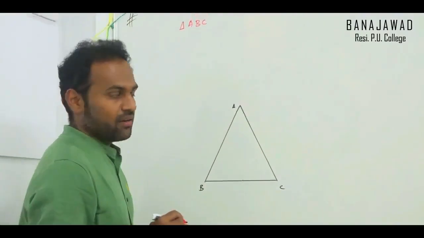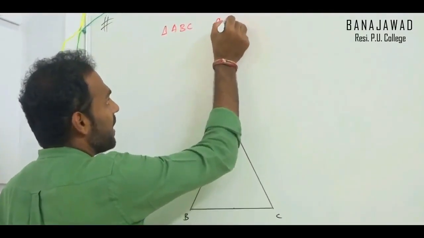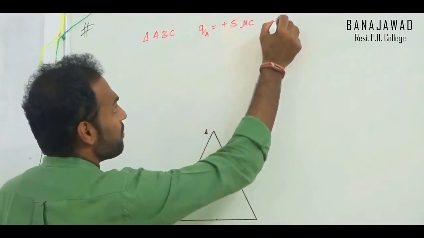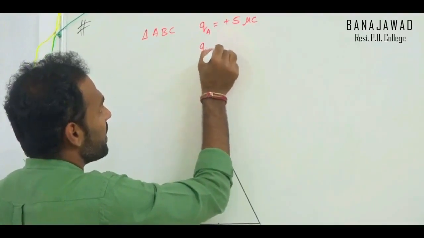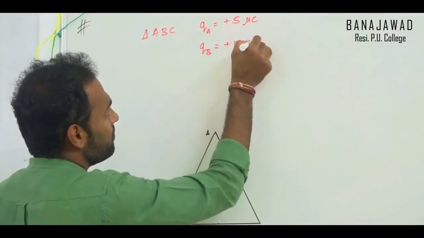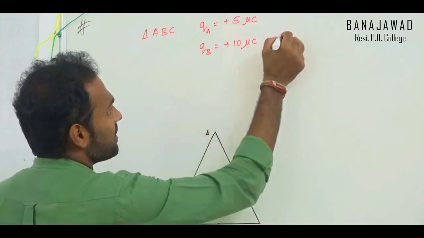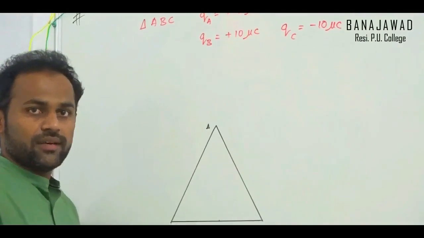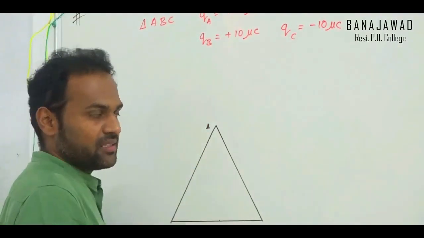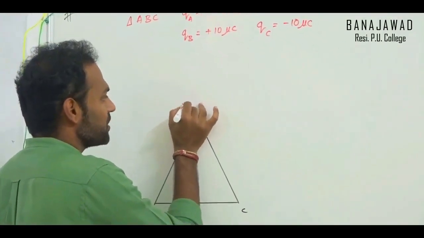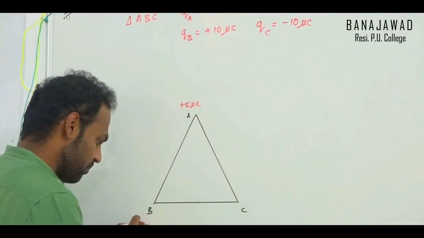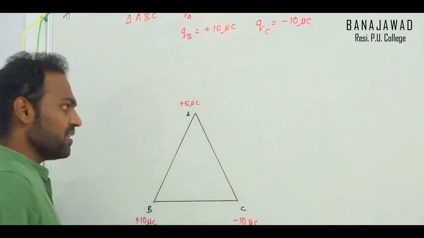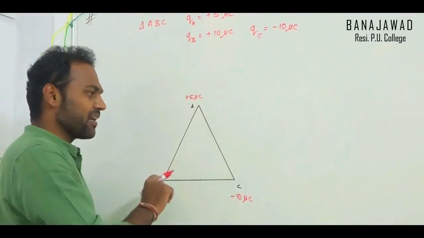There are 3 charges given. The first charge is placed at A and it is plus 5 microcoulomb. The second charge is placed at B and it is plus 10 microcoulomb. The third charge is placed at C and it is minus 10 microcoulomb. I will place the charges here: this is plus 5 microcoulomb, this is plus 10 microcoulomb and this one is minus 10 microcoulomb. So these are the 3 charges placed at the 3 vertices of an equilateral triangle.